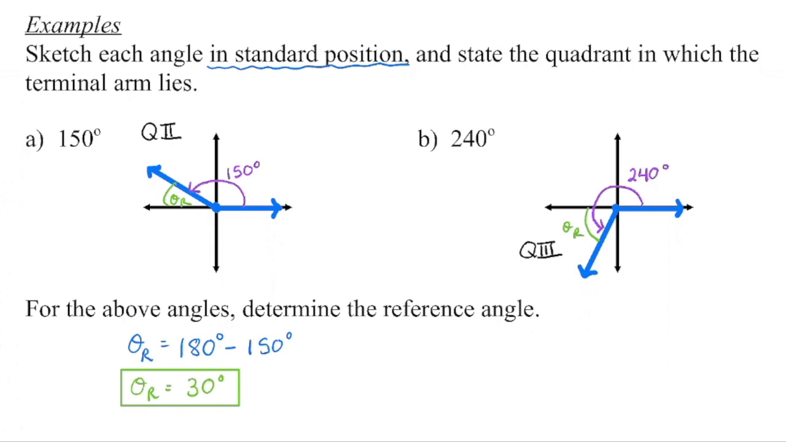And then over on this one, I know that if this is 180, I'm going another how many degrees to get to 240. So we can take our angle of rotation, take off the 180 degrees here, and that leaves us with our reference angle of 60 degrees.